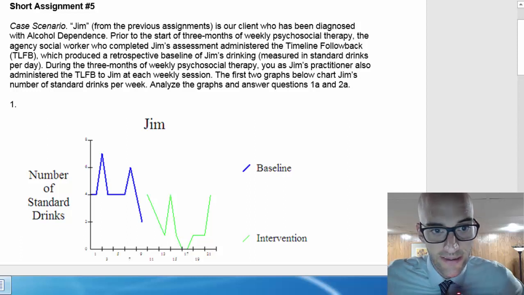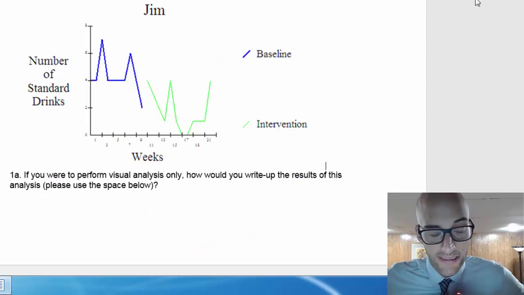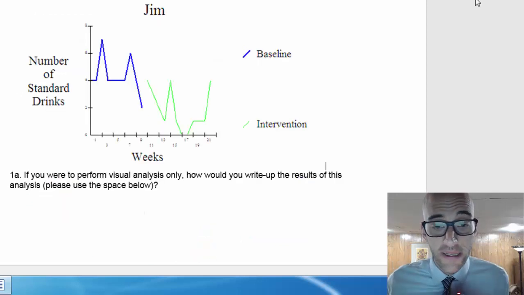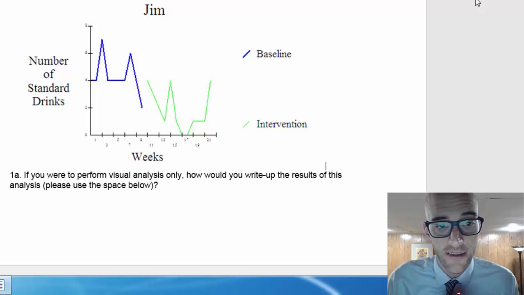The last of the short assignments is just writing up a few different graphs here. So these are different examples of client data. Again, going back to Jim, number of standard drinks consumed per day. The question here is, if you were to perform visual analysis only, how would you write up the results of this analysis? Please write in the space below.